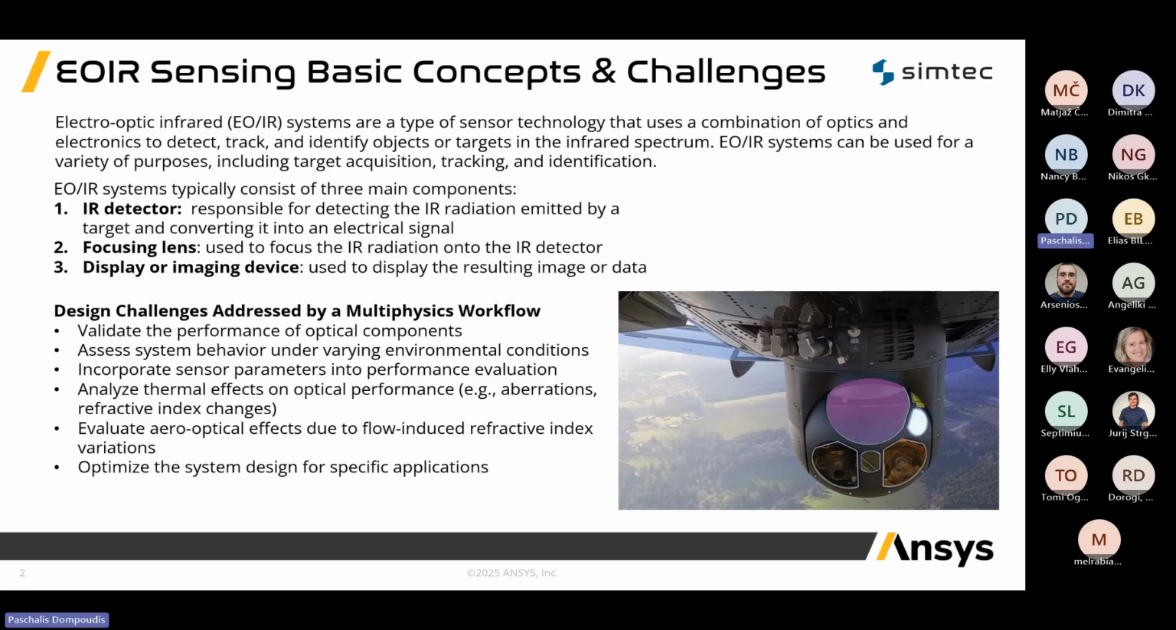or data. However, designing these systems can be complex, so engineers need to validate the performance of the optical components and ensure the system operates reliably under different conditions. So more importantly, they must account for complex multiphysics interactions. For example, how changes in temperature can affect the lenses and cause distortions, or how the airflow over a sensor on a moving vehicle, what we call aero-optical effects, can degrade the image quality. So ultimately, the goal is to analyze all these factors and optimize the final system design.